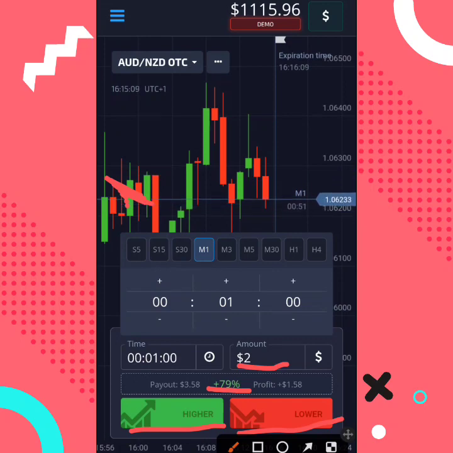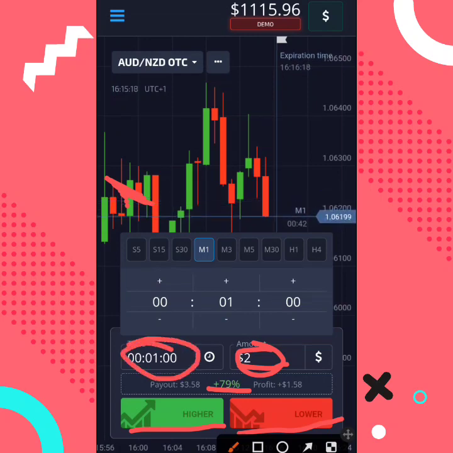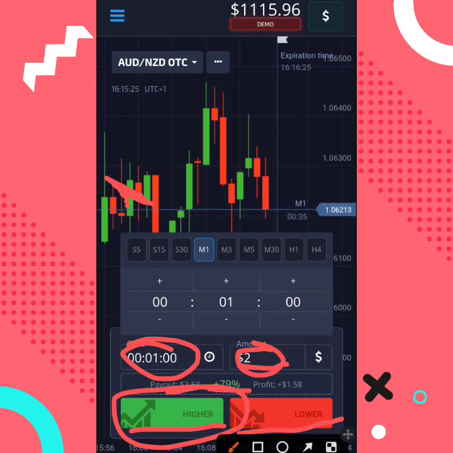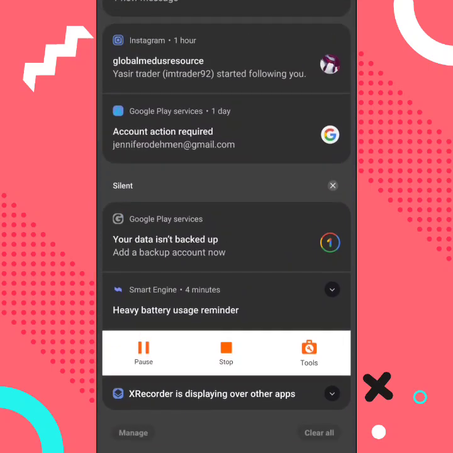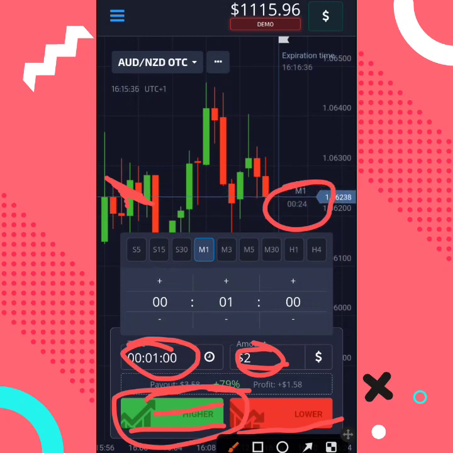So assume I have $50 and I decide to enter here $2, and then I select the time to be 1 minute, and then I decide that from what is happening in the market, in the next 1 minute the candle will rise, as in the price will rise. So I'll go on green, which is higher. So all that I need to do is to watch this time that is counting here. So you can see we have just 22 seconds left. So I'll be placing a trade.